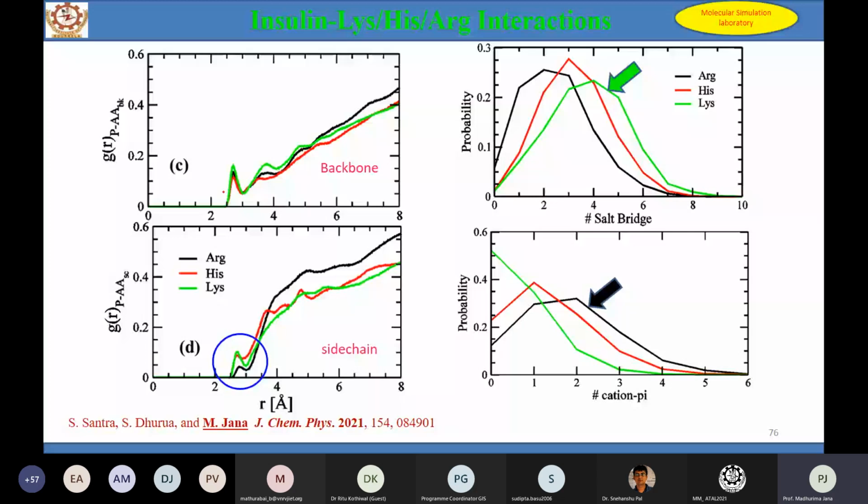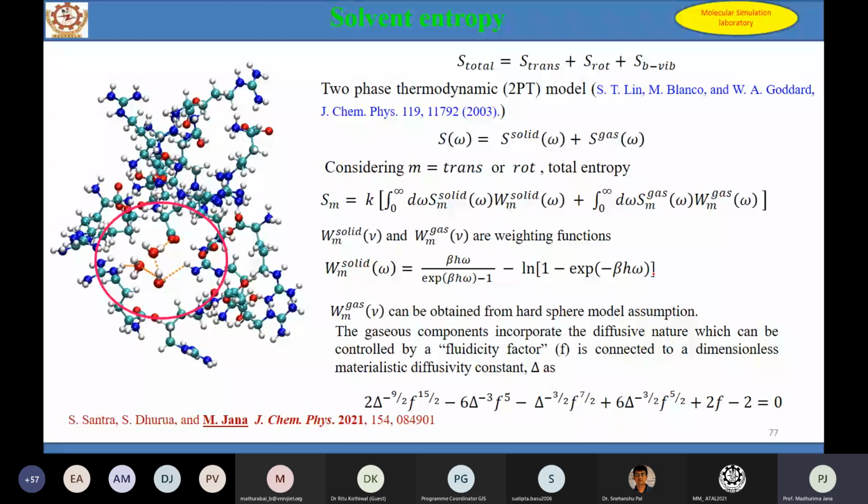Then we can calculate the influence of salt bridge and cation-pi interaction among the 3 different solvents, and we have done it. Other than that, how the solvent entropy plays a role in protein stability was also calculated, using a two-phase thermodynamic model, and all the production trajectory was used for this.